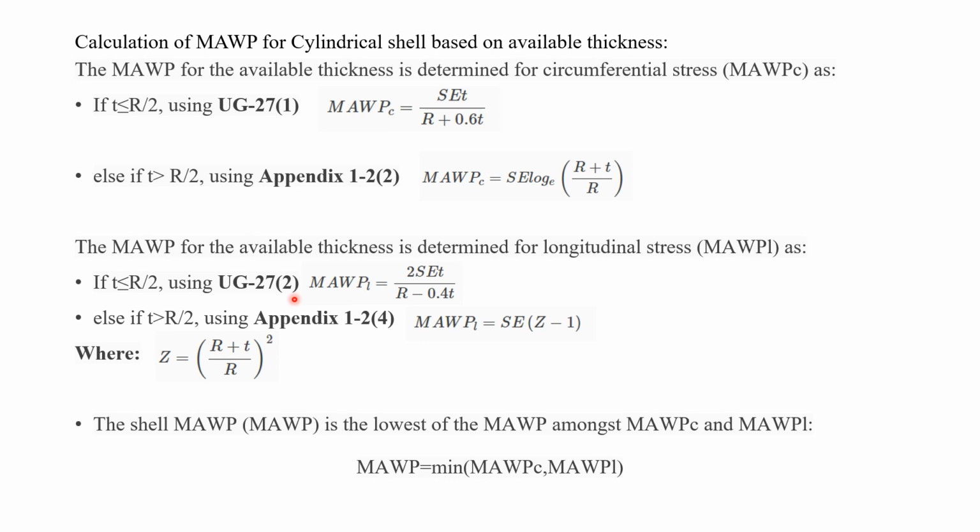MAWP will be described as MAWP_L. Again, if your t is more than R by 2, use the Appendix 1-2 formula. MAWP_L is equal to S E (Z minus 1), and Z is equal to ((R plus t) by R) the whole squared. Okay. And in the MAWP case, we will not take the maximum, we will take the minimum. The lowest MAWP will be your MAWP which is acting on the shell.